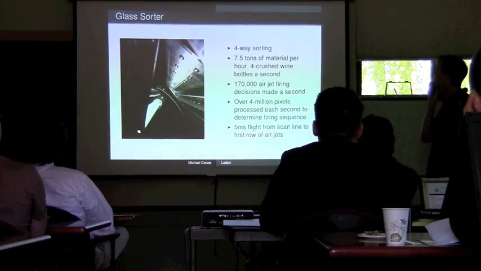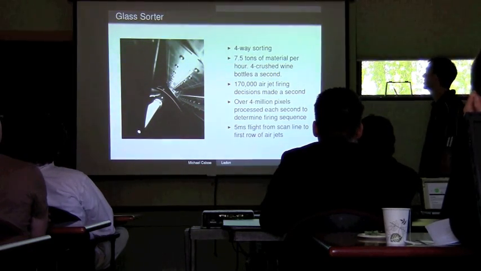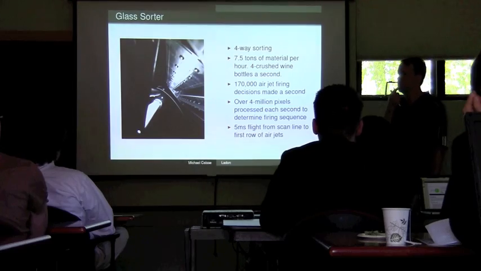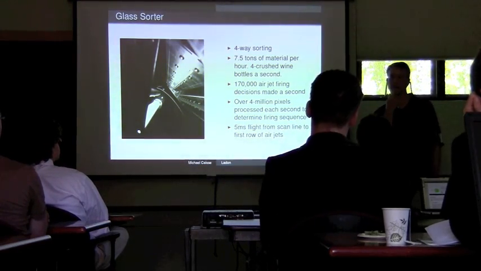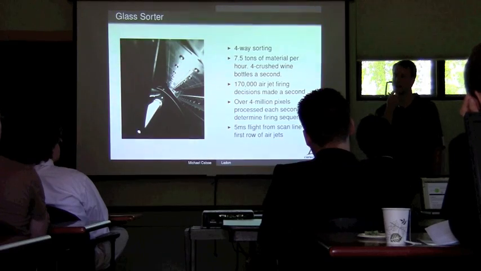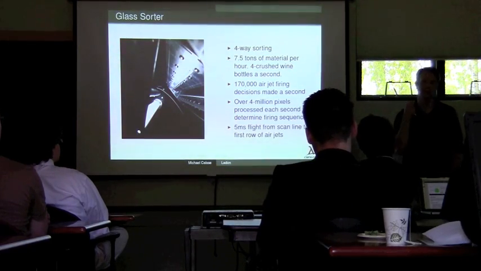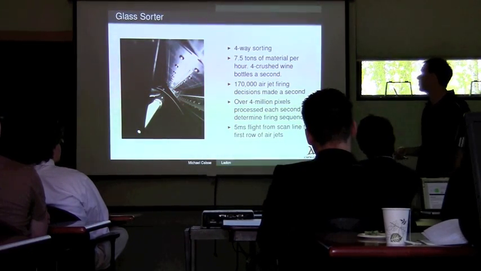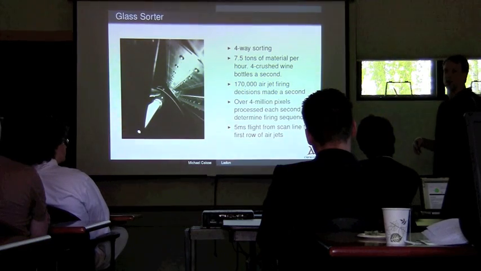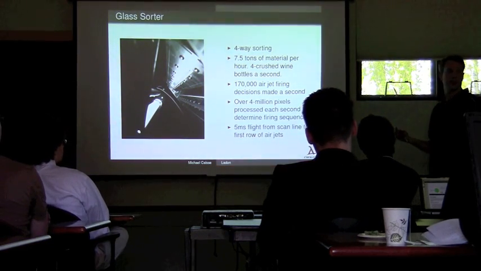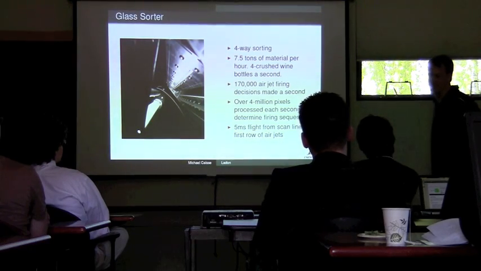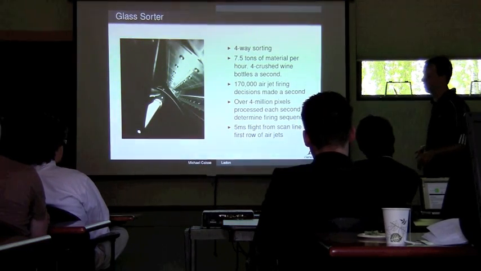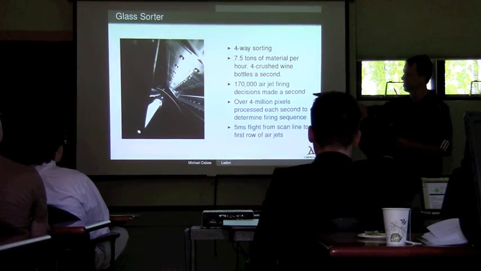All right, so this one's fun, so we'll take just a moment to talk about it. The system does four-way sorting. What that means is they dump literally trash on a conveyor belt at 7.5 tons per hour, which works out to be, in essence, 4 crushed wine bottles a second. This thing just dumps it on, and the conveyor belt throws off as it runs.